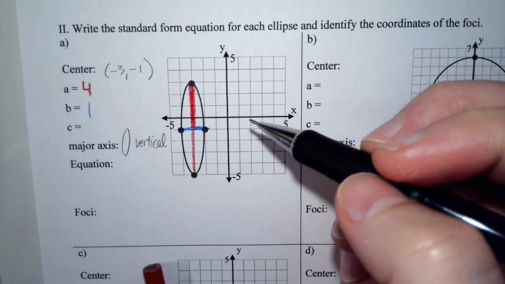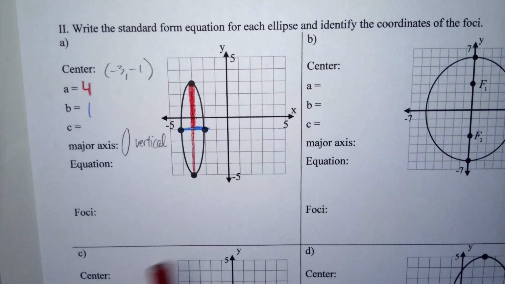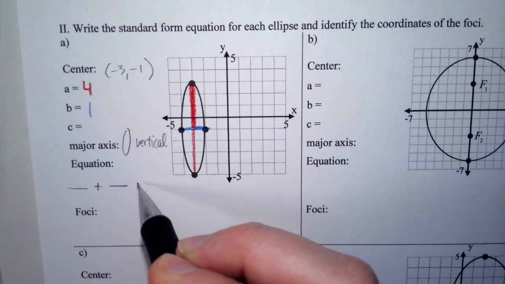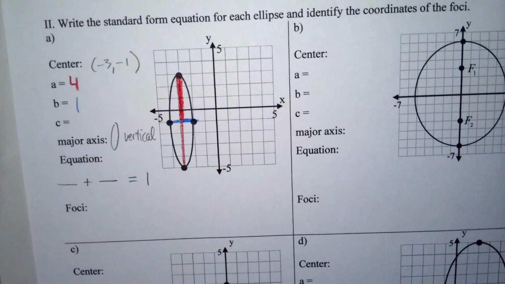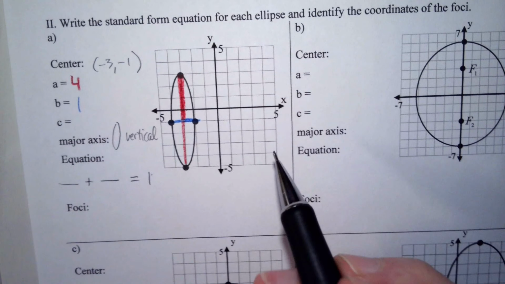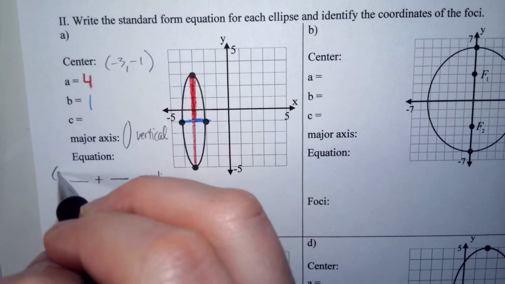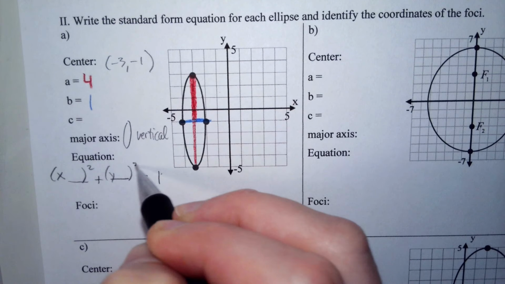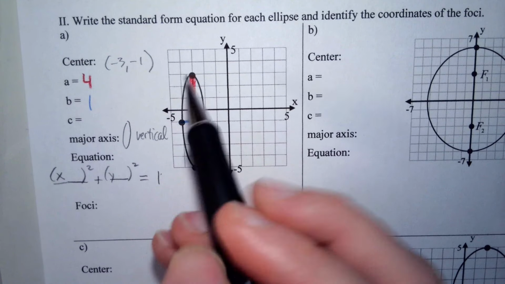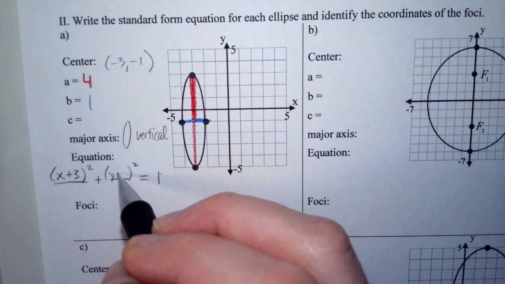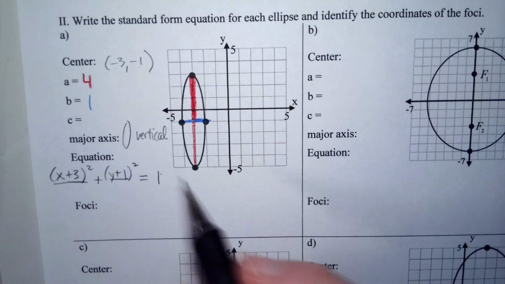I tend to write the equation as something plus something equals 1, and I just fill in those pieces. I know that the ellipse equals 1. This is a plus between the two fractions. It's x something being squared, y something being squared. So take the center, -3, -1. We have x plus 3, and y plus 1 in the numerators.